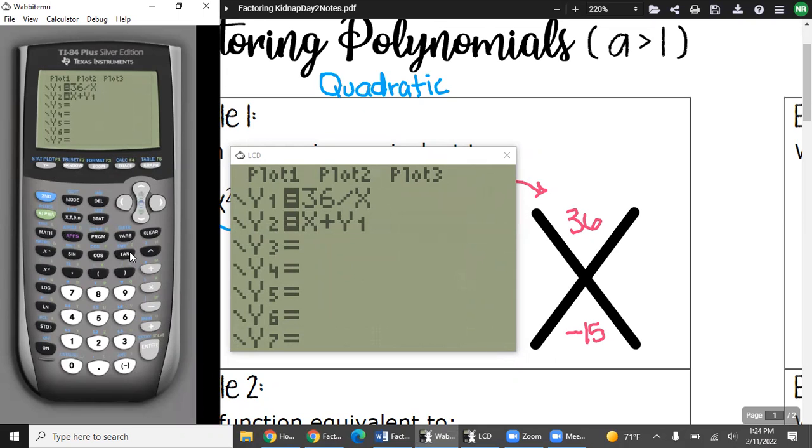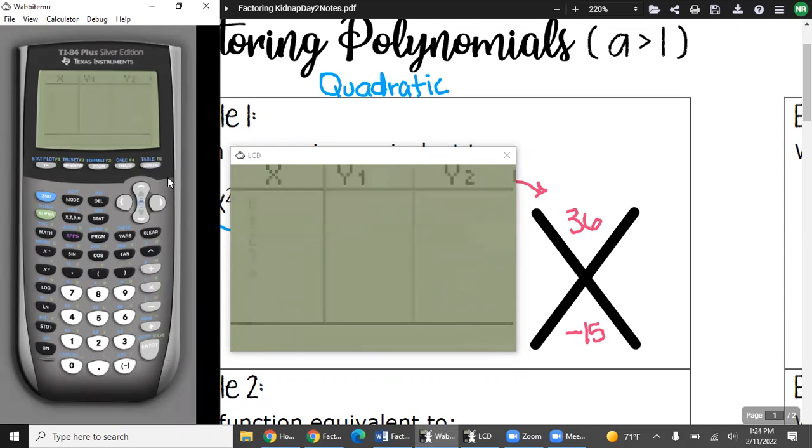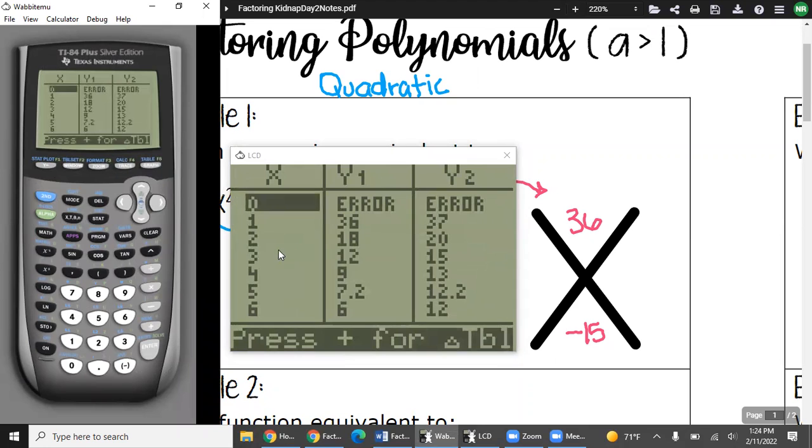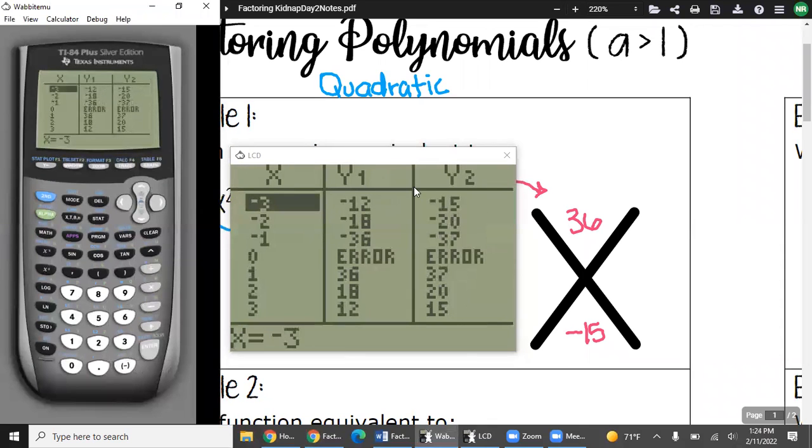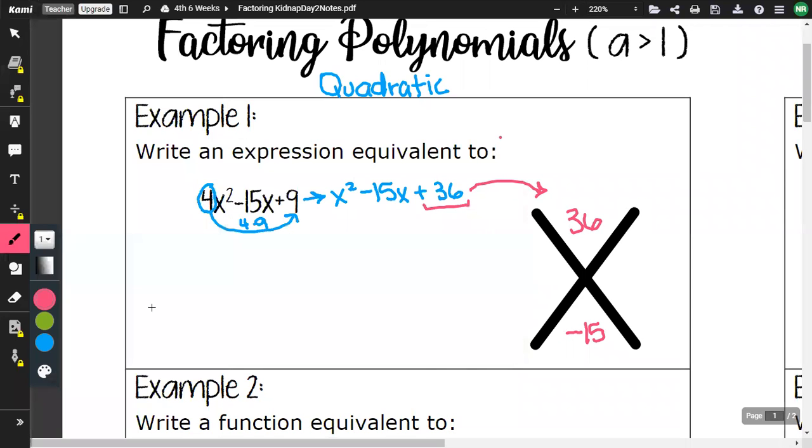Now, where do we go? Second graph, go to the table, second graph. And what are we looking for in that table? The 15. Now, I see a positive 15. Does that count? No, because the middle term is negative, or the middle coefficient is a negative 15. So I need to find a negative 15 here in this last column. And it's right here. So what are my 2 factors? -3, -12. And that's the only one I'm actually going to show you using that calculator.